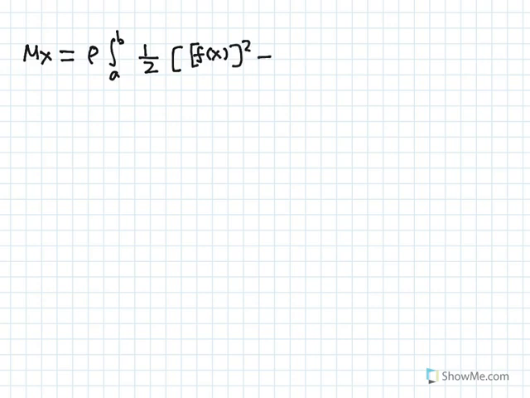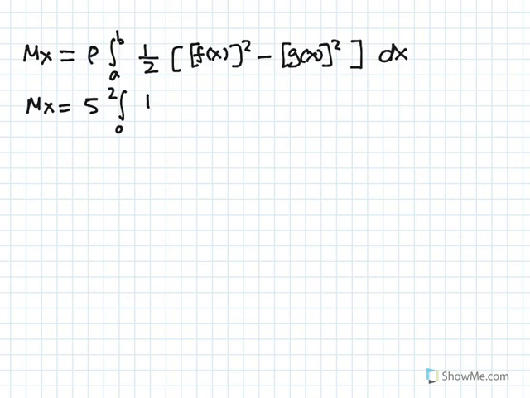All right, let's find the moment with respect to the x-axis. The moment with respect to the x-axis by the formula is rho times the integral from a to b of 1/2 times f of x, all squared, minus g of x, all squared, close the bracket, dx. So the moment with respect to the x-axis is equal to, the density is 5, integral from 0 to 2, 1/2 times. The upper function f of x is 2x, all squared, and the lower function is x squared, all squared, close the bracket, and integrate with respect to x.